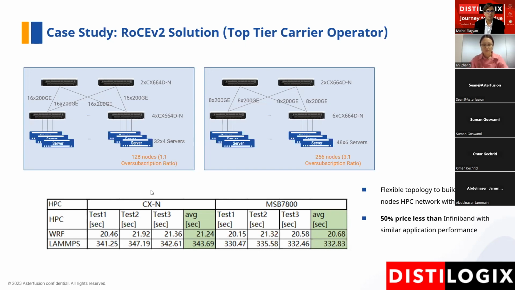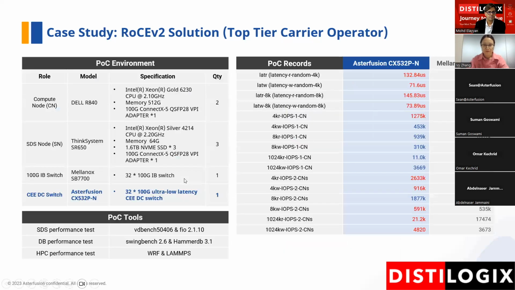Yeah, we can see the test result of these two different HPC applications. The average speed of the CXN RoCE v2 network and the InfiniBand network are almost the same, but the cost of CXN is nearly 50% less than InfiniBand. And in the storage performance test, we use CX532 to compare with the InfiniBand switches. And we can see the performance of CXN is even stronger in some conditions.